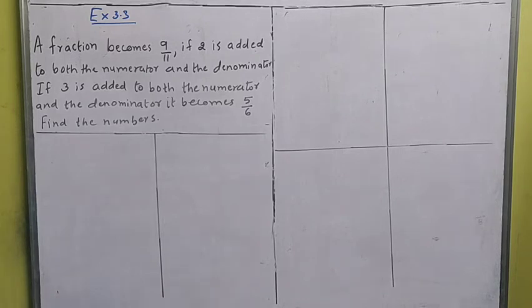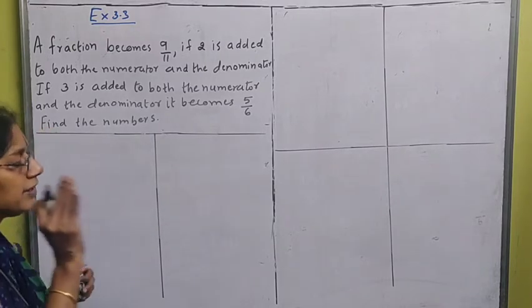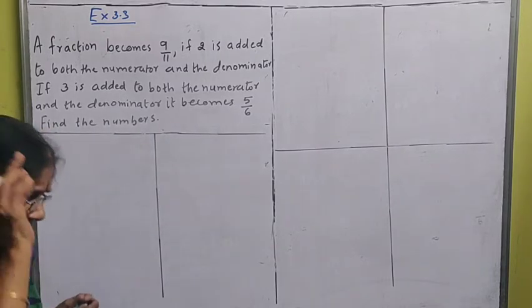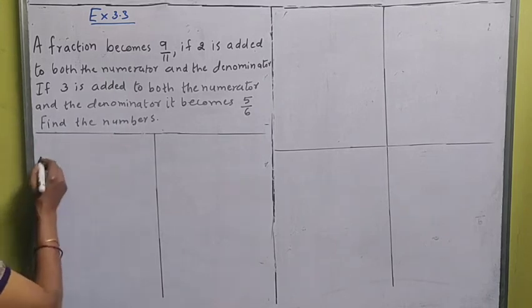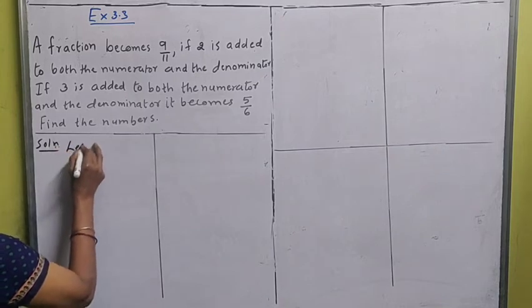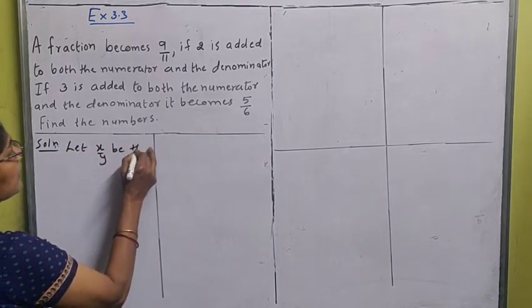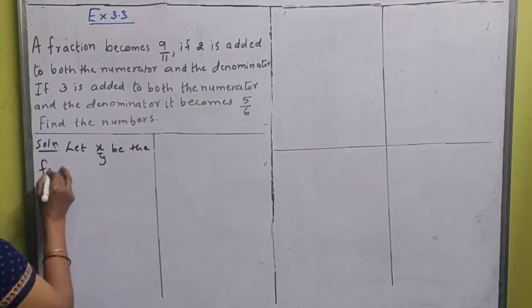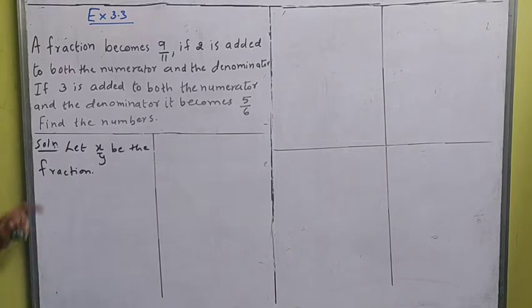So what is a fraction? It should have numerator and it should have denominator. We don't know what is the fraction. So let us take that x by y is a fraction. So solution. Let x by y be the fraction.